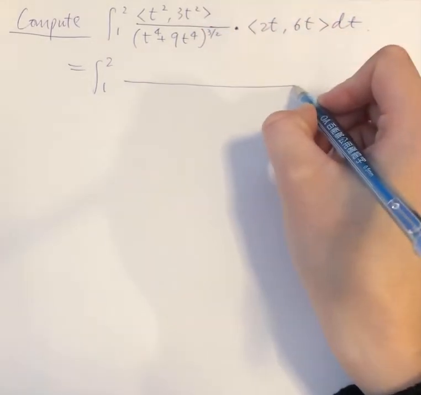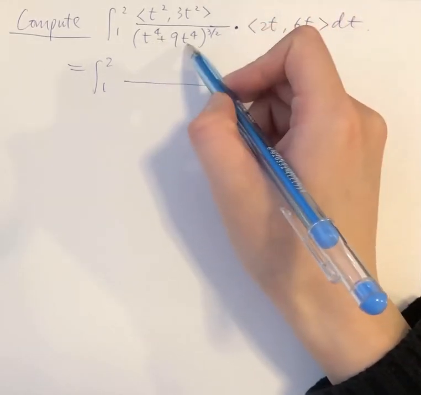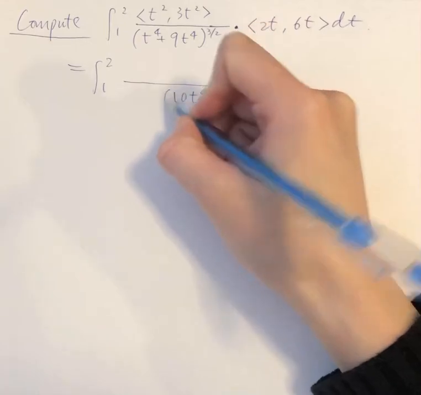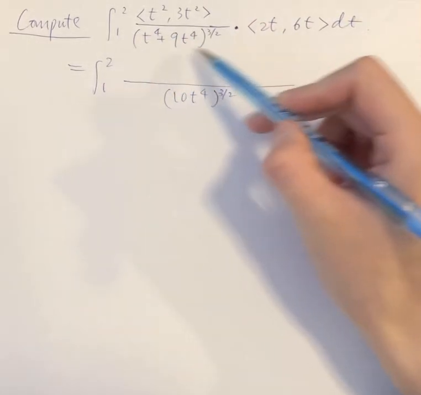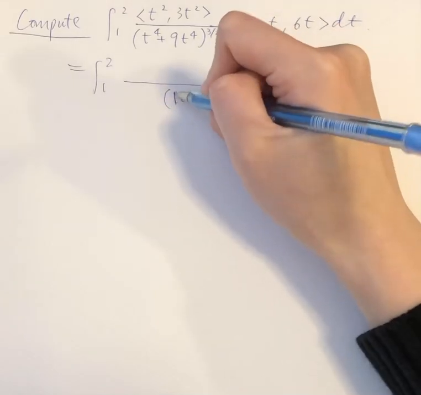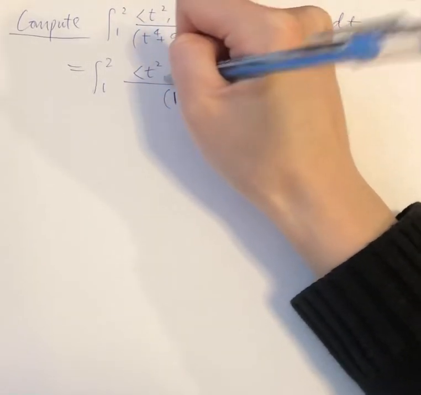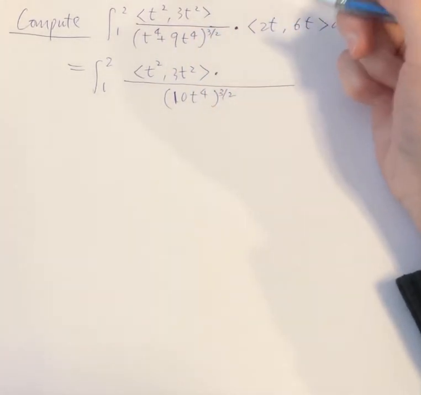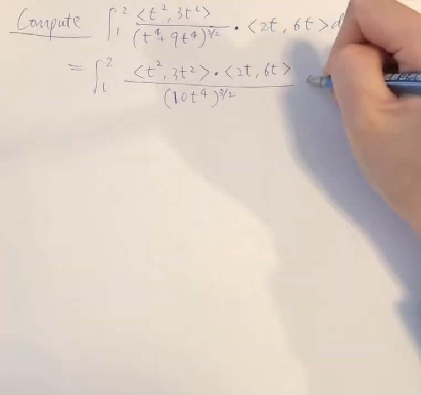So maybe I will take one step to write it as, if you add up, 10t to the fourth, to the power 3/2. That's the denominator here. And then on top, again, you have the dot product. Let me copy that so that we're only doing one thing for each line. So 2t, 6t, dt.